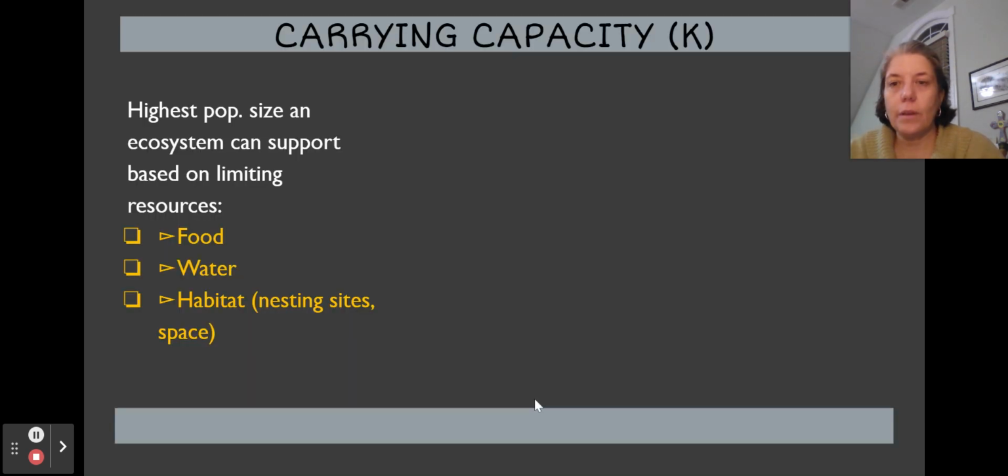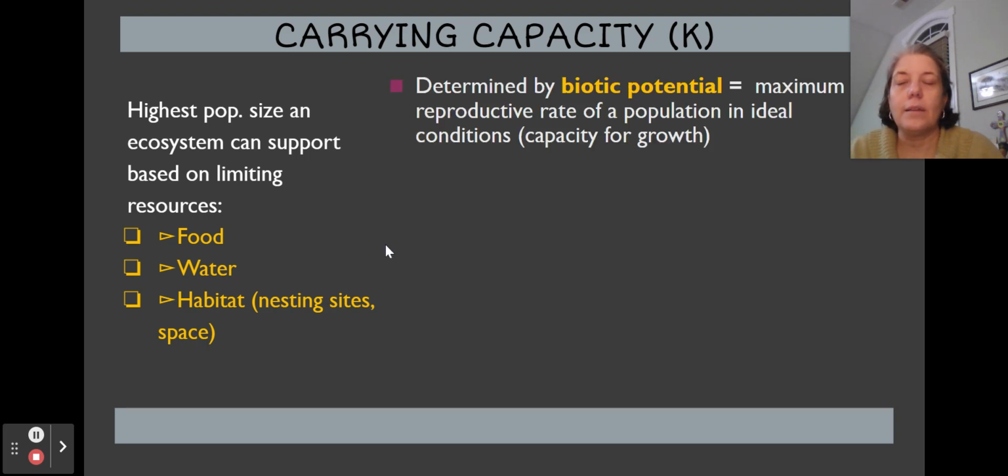Now we're going to look at something called carrying capacity. What is the carrying capacity? Sometimes we designate this with the letter K, and we call this the very highest population size that an ecosystem can support based on limiting factors like food, water, or habitat. So at any one time, what is the highest amount that the population can support? This is determined by a few different things.